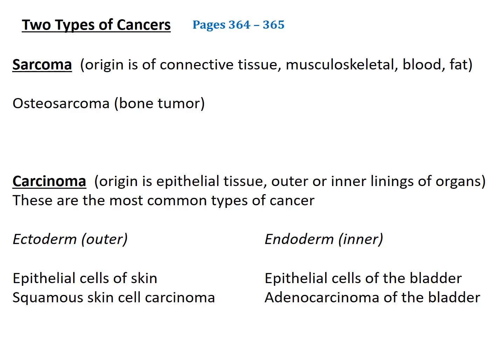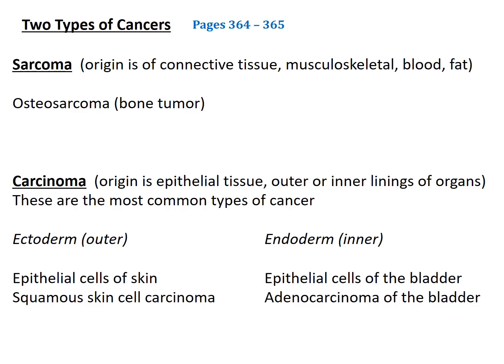Bone is connective tissue. Osteo refers to bone, so osteosarcoma is a specific type of bone cancer. There are a number of different types of bone cancers. Osteosarcoma is one specific type. But when you see that term osteosarcoma, that should hit you in the head right away. You say osteosarcoma. Oh, sarcoma means cancer of connective tissue. Osteo refers to bone, so osteosarcoma has to be a malignancy of bone.